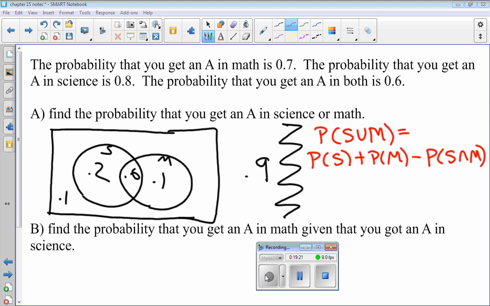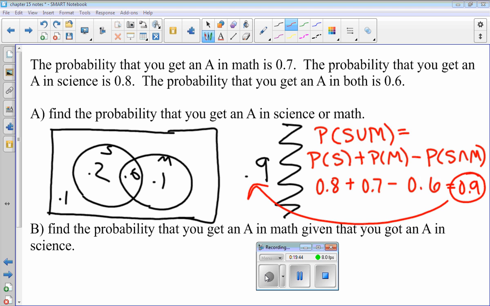So let's plug in the numbers. Probability of science is 0.8. The probability of math is 0.7. Minus the probability of both is 0.6. What do you get? 0.9. It's the same thing as what we got using the Venn diagram. The Venn diagram, you've already done the subtracting. It's a way to organize it, that's all.